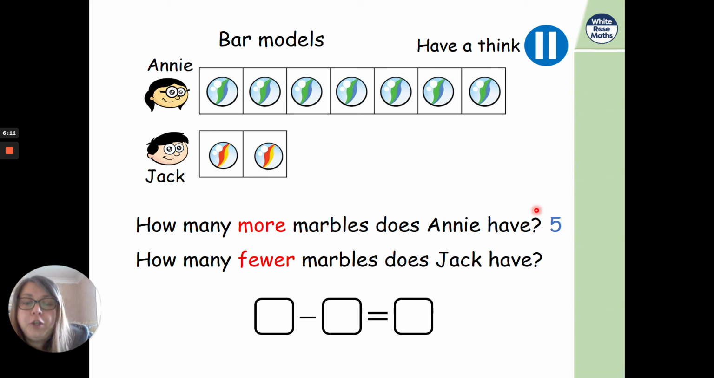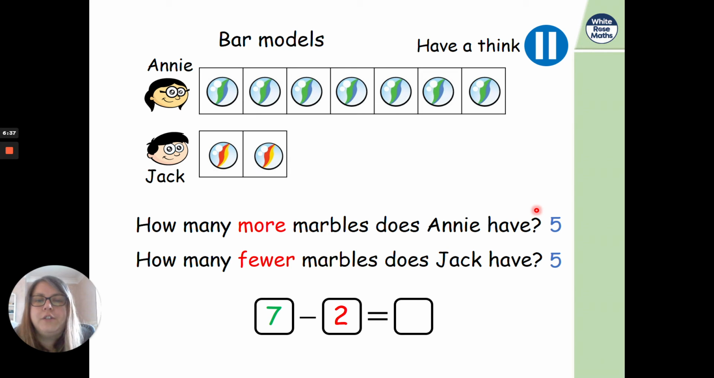How many fewer marbles does Jack have? Remember, thinking about that line again, how many less marbles does Jack have than Annie? So how many more would he need to get to the same as Annie? Very confusing, all this maths language today, isn't it, Nottingham? So remember, draw that imaginary line. Look at how many fewer he's got. It is 5 again, isn't it?